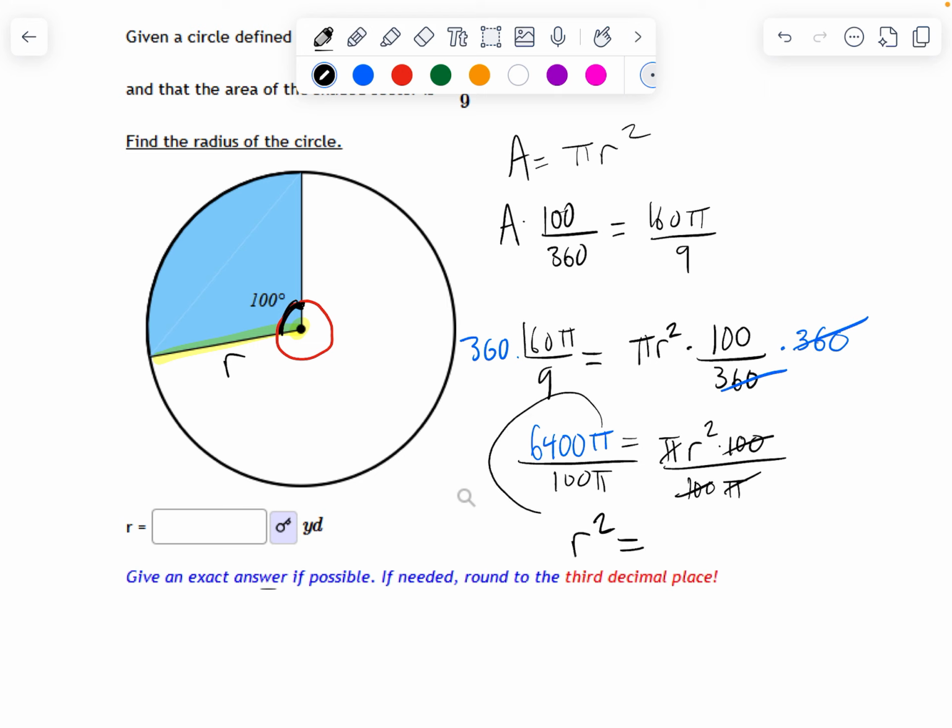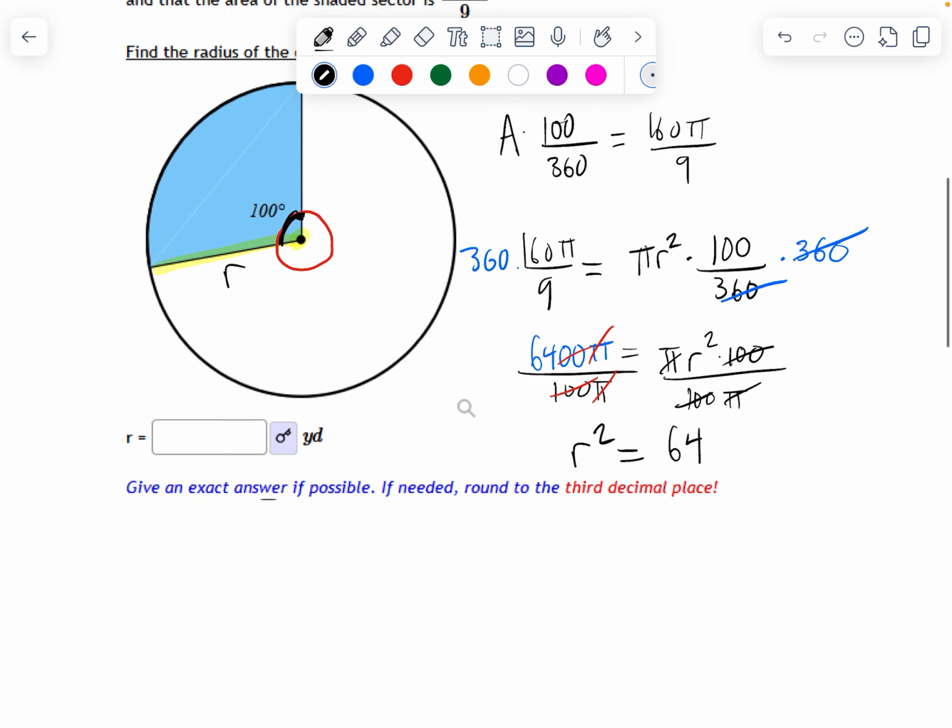Okay, now on the left, we have a lot of simplification going. First off, pi divided by pi is 1. That simplifies completely. And then we have 6,400 divided by 100. Essentially, those zeros are going to cancel right out and leave you with 64. So we have r squared equals 64. You're still solving for r.